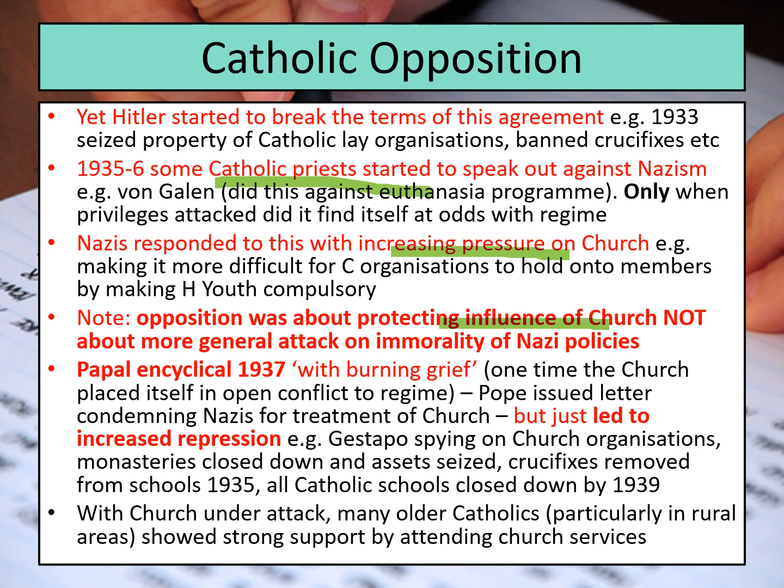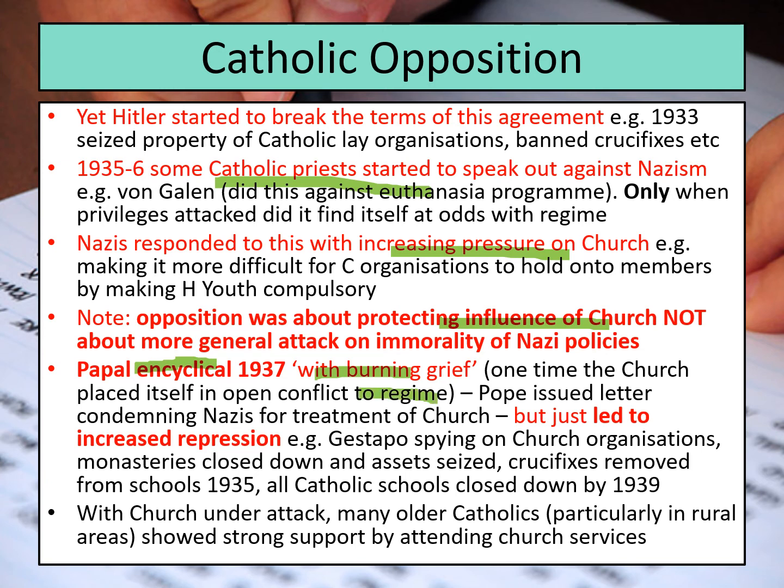Now that really upset the Catholic organisations because they were worried about the future of Catholicism if young people weren't growing up as engaged with the Catholic community. So the Pope ended up getting involved in 1937, and he wrote an encyclical called With Burning Concern, or With Burning Grief, which was to be read out in the pulpits of lots of different Catholic churches throughout Germany. This was a really big deal because this is the one time that the Catholic Church placed itself in open conflict with the regime.